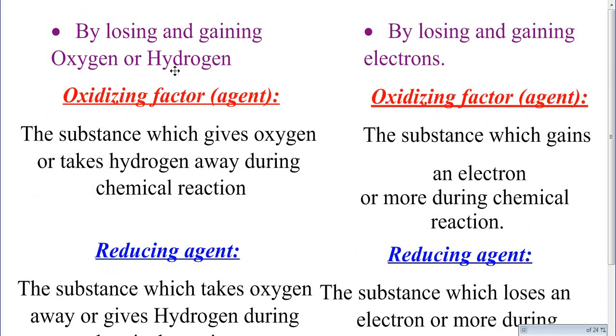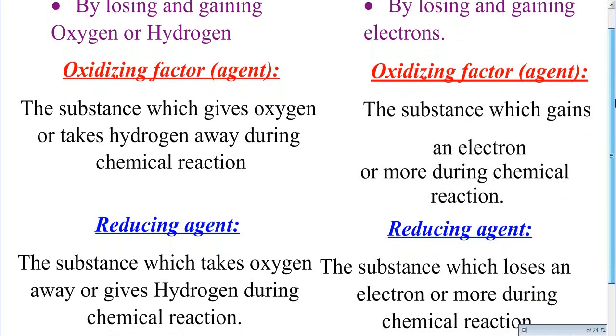Okay, what is meant by oxidizing agent and reducing agent? All of you concentrate more in this part. By losing or gaining oxygen or hydrogen, an oxidizing agent is a substance which exists in a chemical reaction and gives oxygen or takes hydrogen away during the chemical reaction. And a reducing agent is a substance which takes oxygen away or gives hydrogen during the chemical reaction.